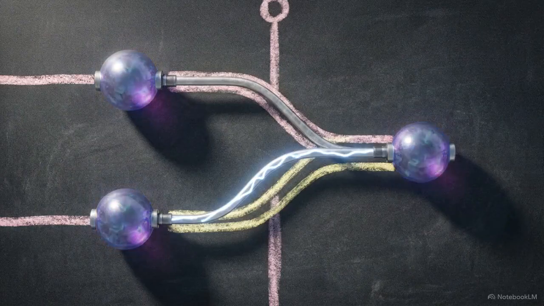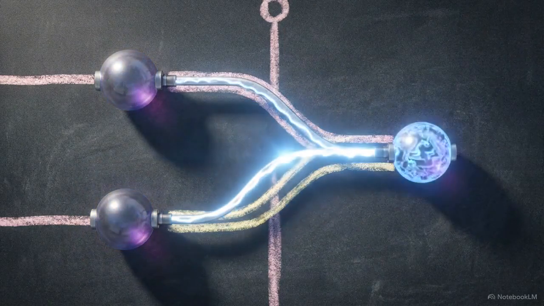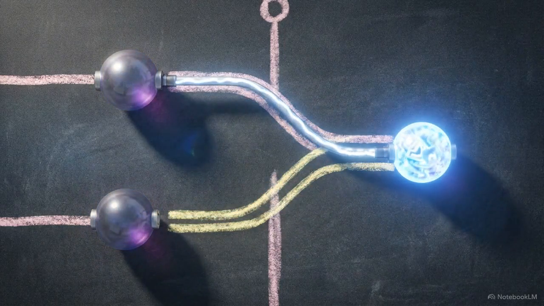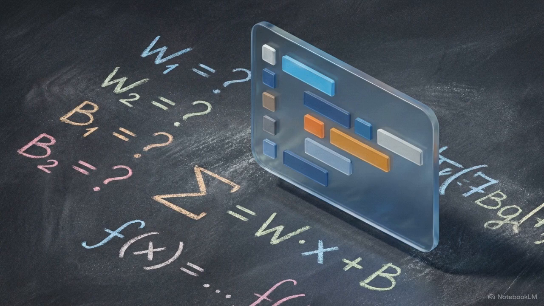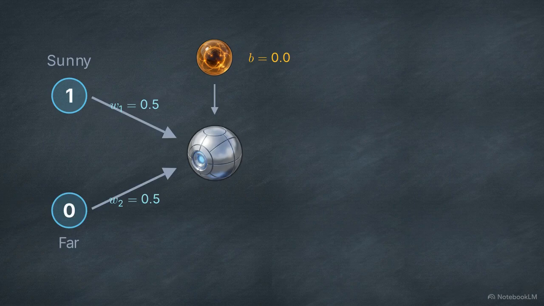Step 1 is forward propagation. Forward propagation is the process of passing input data through the network to generate an initial prediction. Because the model hasn't learned anything yet, we start with uneducated guesses. We assign both weights a value of 0.5 and set the bias to 0.0. This layout demonstrates testing these random parameters against a critical scenario from our truth table, sunny but far. That is an x1 of 1 and an x2 of 0. Multiplying our inputs by our weights of 0.5 and adding our 0.0 bias yields a total z-sum of 0.5.